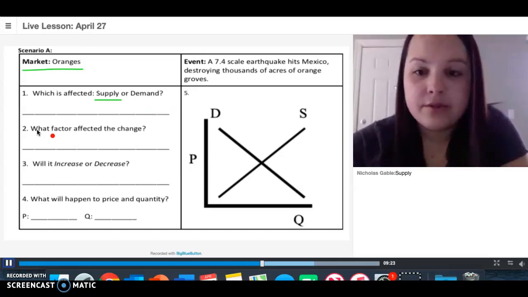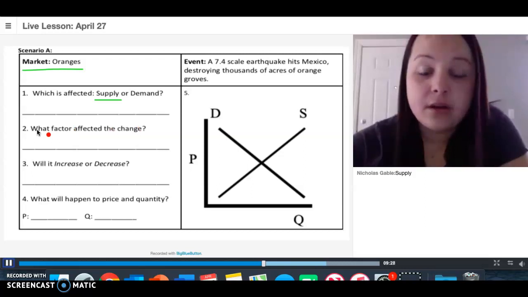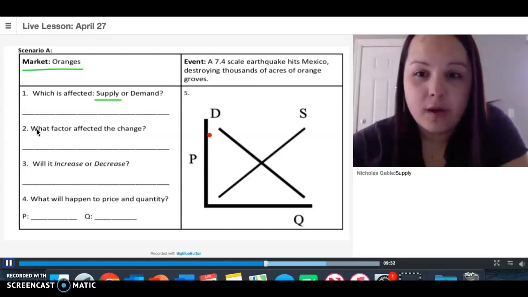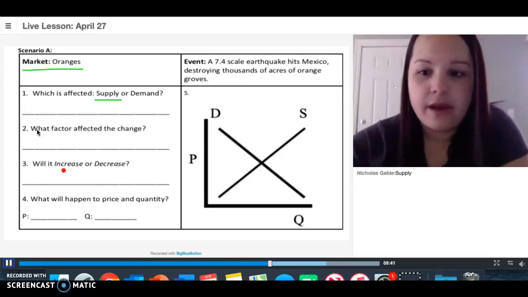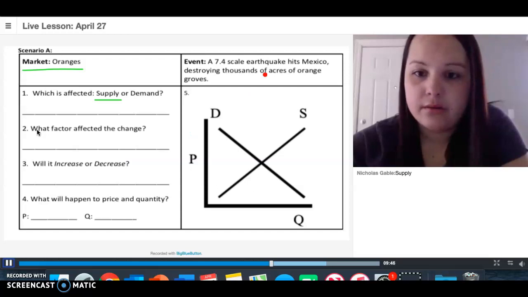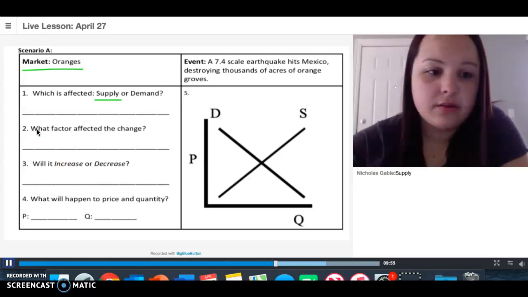Now, number 2 is where it gets a little bit tricky. What factor, aka what determinant of supply, is causing this change? Anyone want to take a guess? Which of those 6 determinants is causing the change in supply of oranges? Thousands of acres of orange groves are going to be destroyed. So you lose out on selling those oranges. So the factor here... Let's see, anyone typing?